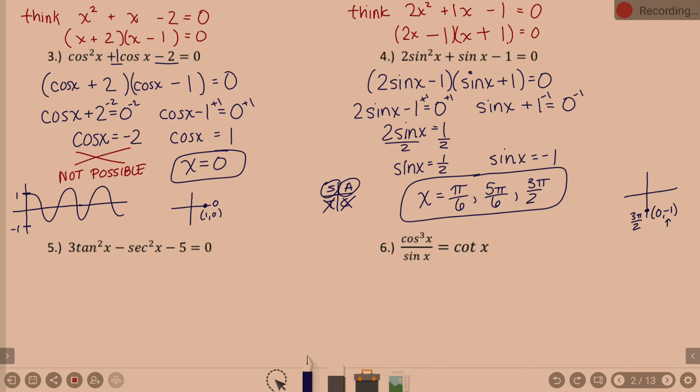Okay. Questions there? Okay. Ready to look at 5? 5, 3 tangent squared x minus secant squared x minus 5 equals 0.